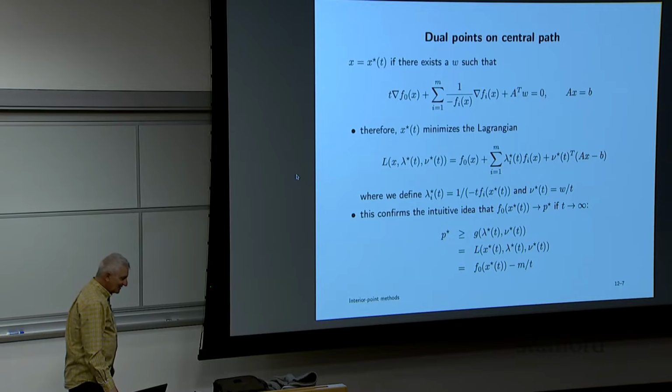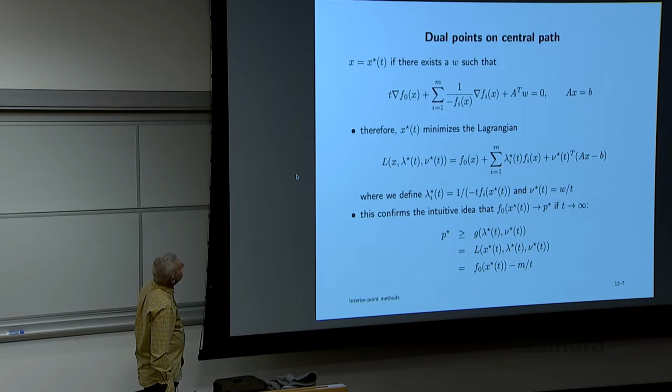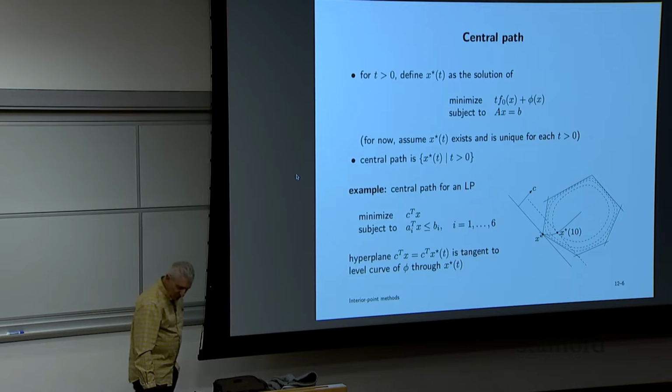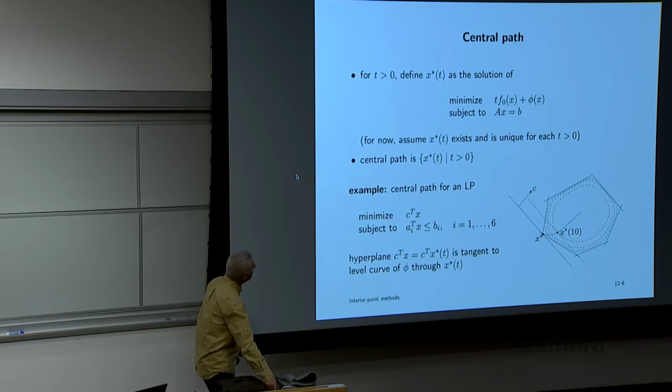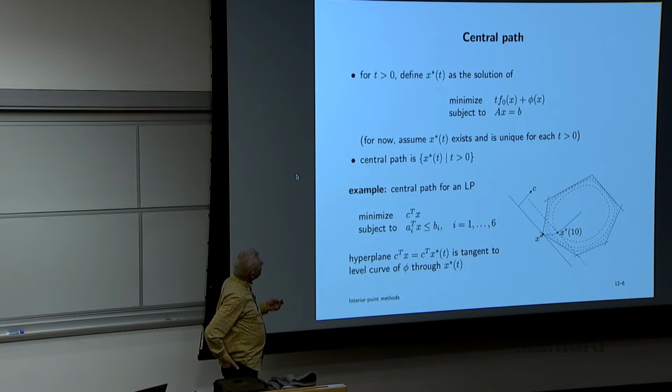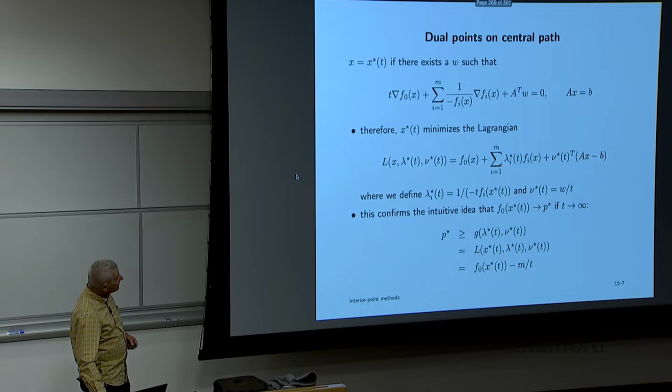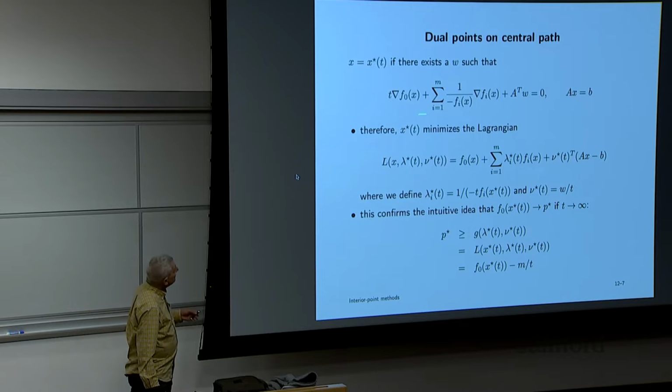Something very cool happens, and that's this. If you are on the central path, then it means that you solve this problem right here. The KKT conditions for that are going to be Ax equals b, that's primal feasibility, and then t grad f0 plus grad phi plus A transpose nu equals 0. That's the dual part of the KKT conditions. And so these are the optimality conditions.